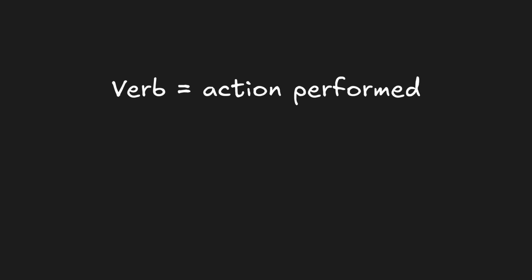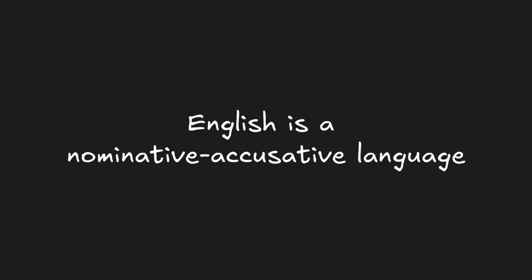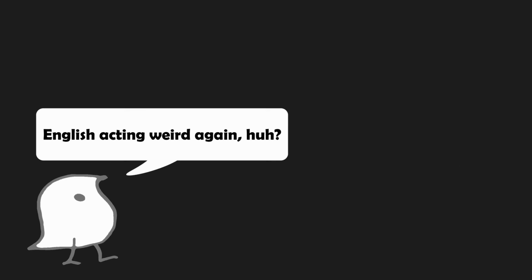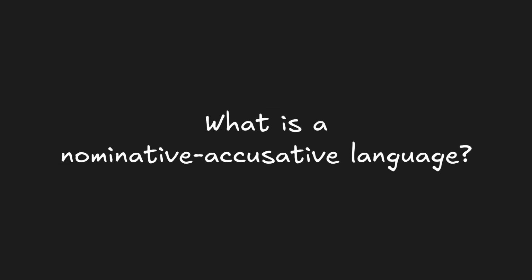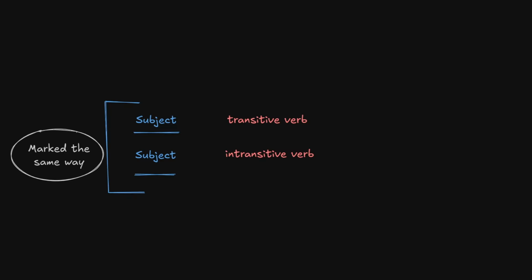The verb tells us what action is performed, while arguments tell us who is performing or who or what is impacted by the verb. In other words, verb and arguments tell us all the essential information of a sentence so we can understand it. As I mentioned, English is technically a nominative-accusative language, although it's not the most obvious case. We'll go back to that point in a moment. And you may wonder now, what does nominative-accusative alignment mean? Languages that follow this alignment have the following characteristic. The subject of a transitive verb is marked the same way as the subject of an intransitive verb, while the object of a transitive verb is marked differently.